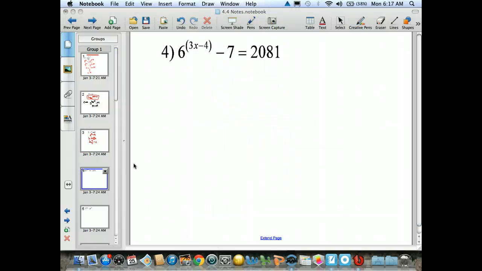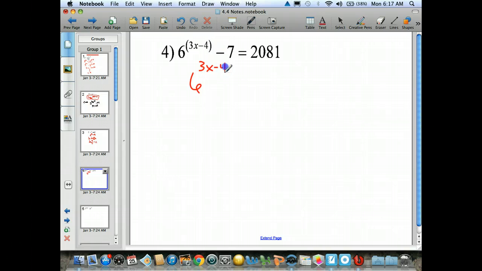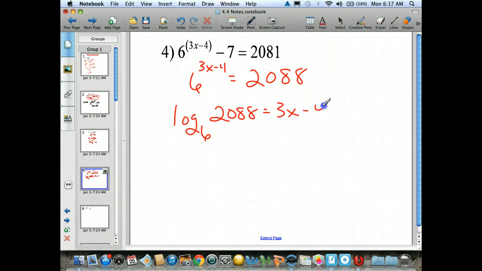Okay, next we have just something a little bit more complicated. So we're going to take this problem, and once again we need to isolate the term with our power in it on one side. So we add 7 to both sides, and we get 6 to the 3x minus 4 equals 2088. And once again, all we need to do is change this to a logarithmic equation, and we get log base 6 of 2088 equals 3x minus 4. And we're simply left with solving for x.